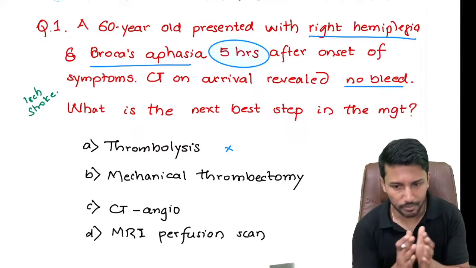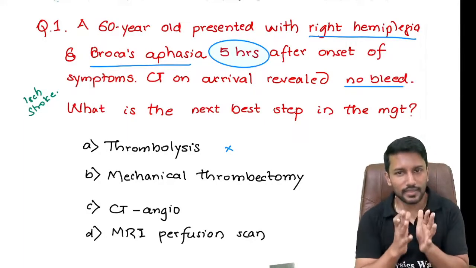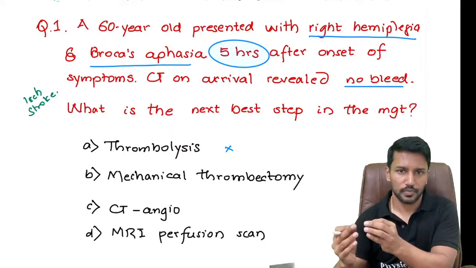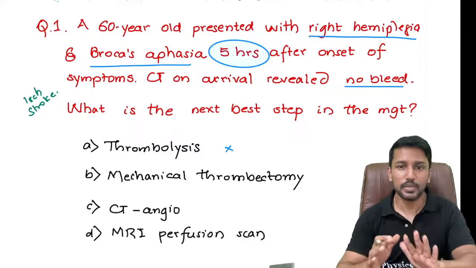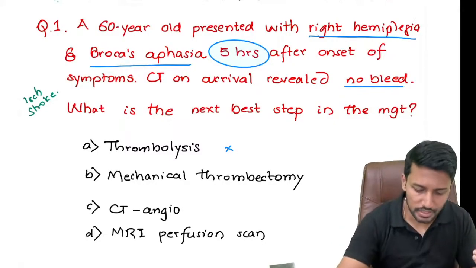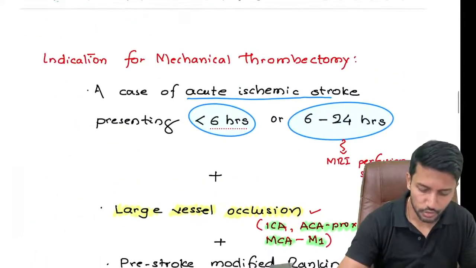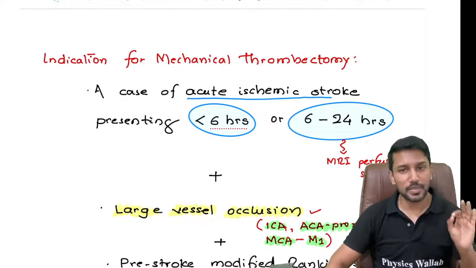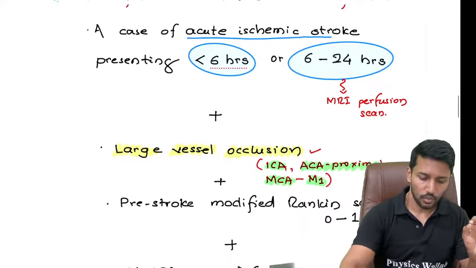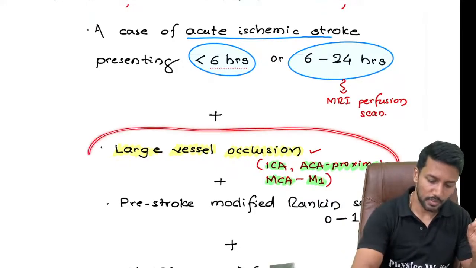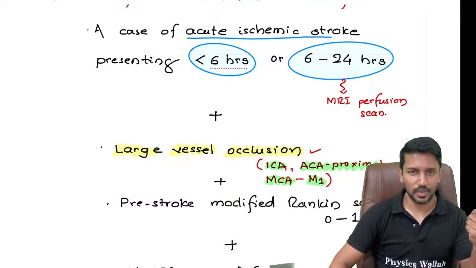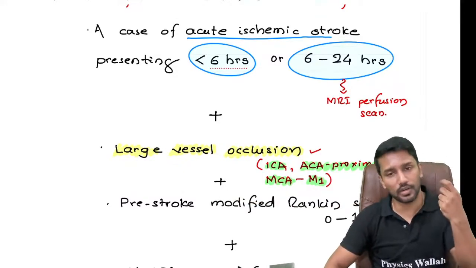Okay. Next step. Next step is mechanical thrombectomy. Can we do mechanical thrombectomy? In terms of time frame, remember, what are the indications I told you for mechanical thrombectomy? For mechanical thrombectomy, patient should have presented within 6 hours or up to 24 hours. If he has presented within 6 hours, the only additional parameter I need to ensure is there should be a block in the large vessel where my wire can reach. If there is a block in a vessel where my wire cannot reach, I can't do it.